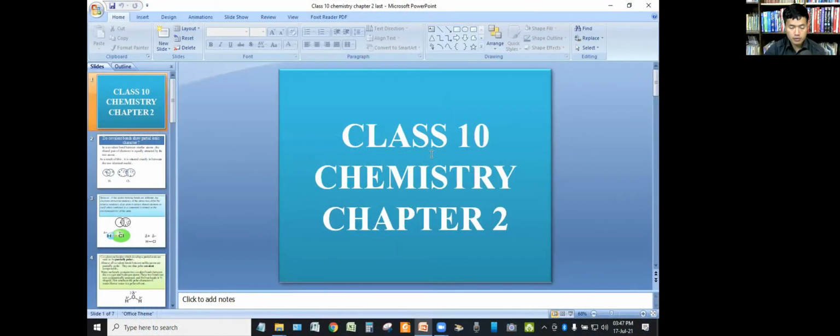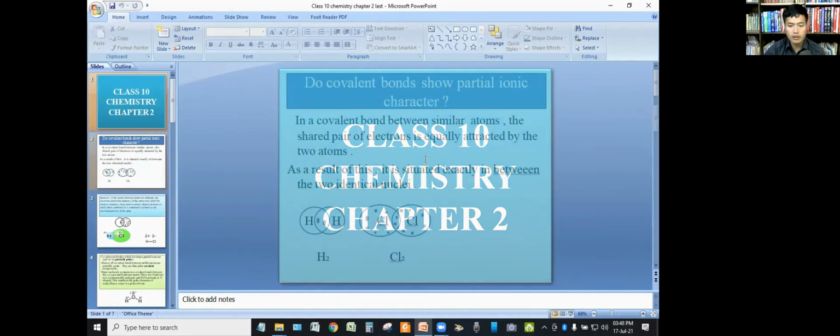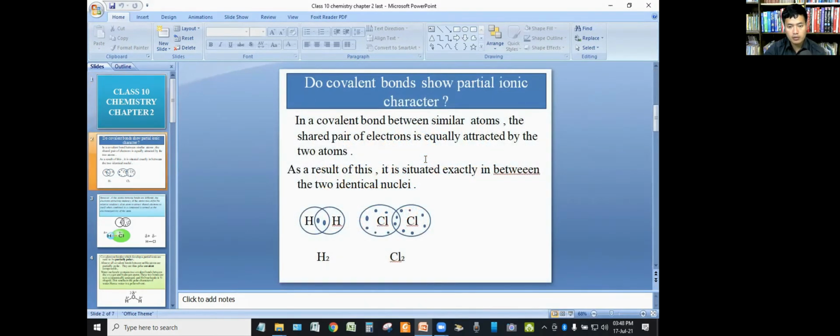Hello and welcome back. Today we will continue with Chemistry Chapter 2, Chemical Bonding. In our previous class, we have already learned about chemical bonding, electrovalent or ionic bond, covalent bond, and coordinate or dative bond. So today we will learn about the partial ionic character of covalent bonds. Do covalent bonds show partial ionic character?